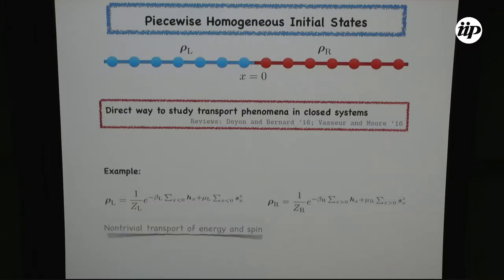But first, let me just write an example of those states. For example, these are just two thermal states at different temperature and chemical potential. And this choice is useful to study thermal transport, so transport of energy and also spin. Okay?